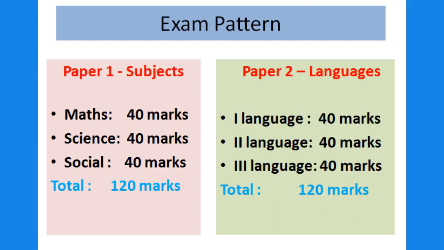Paper 2 consists of languages. Section A first language, section B second language, section C third language. We have 120 multiple choice questions for 120 marks even for languages.